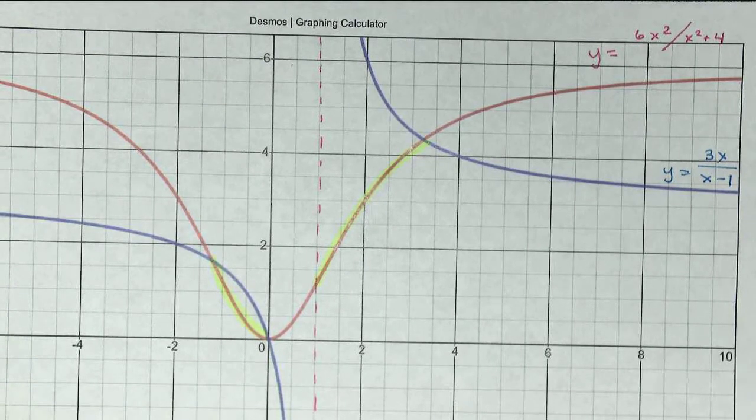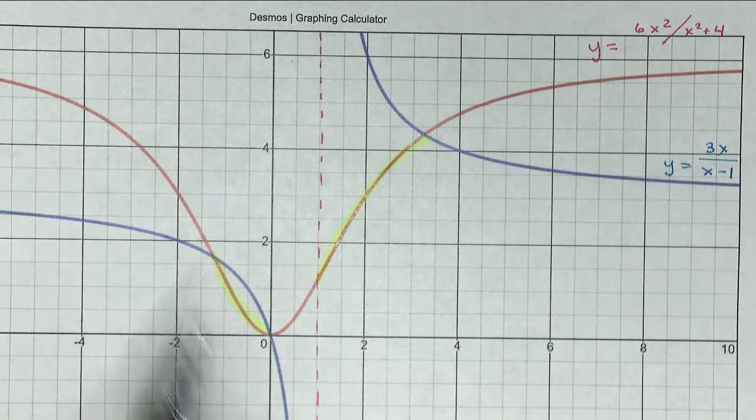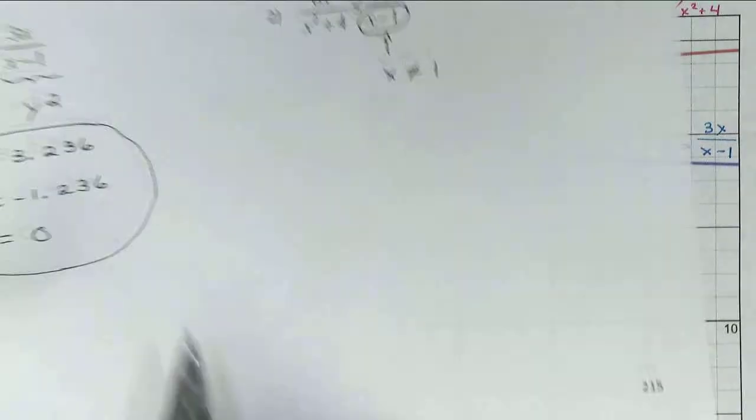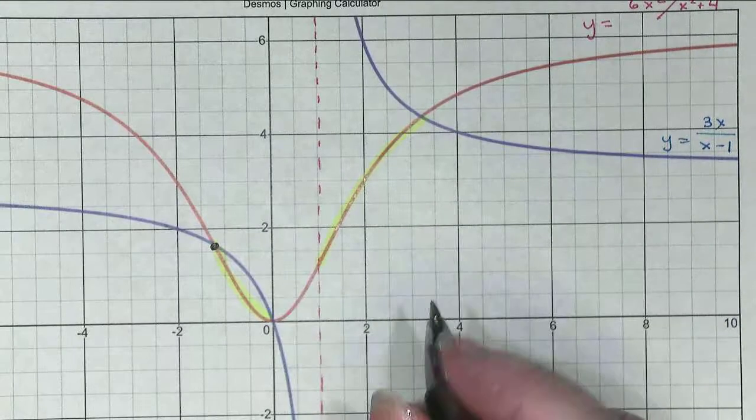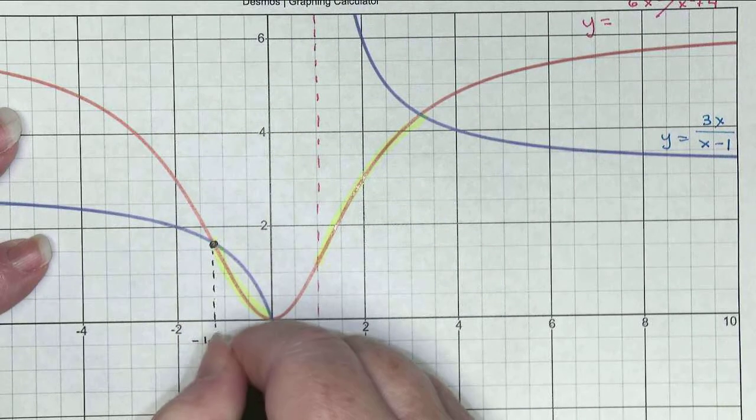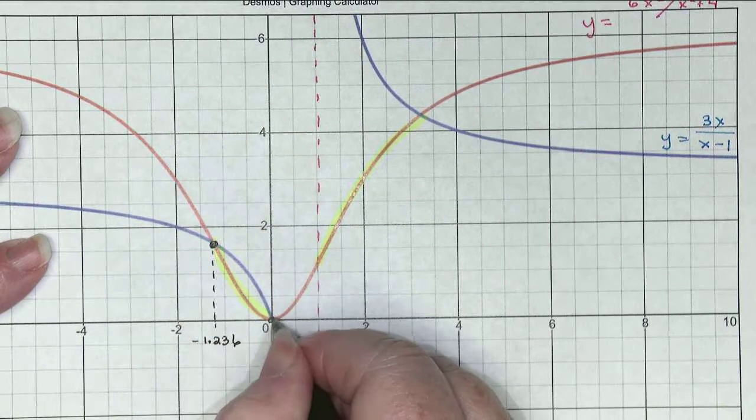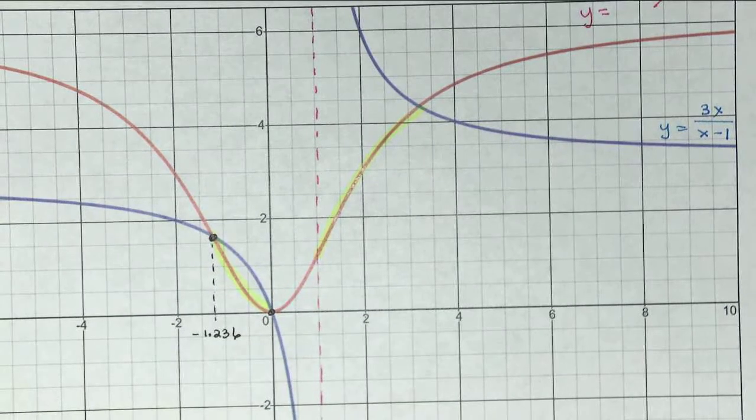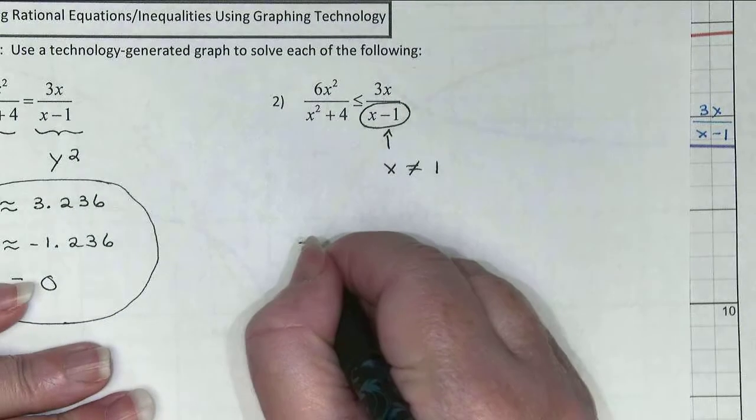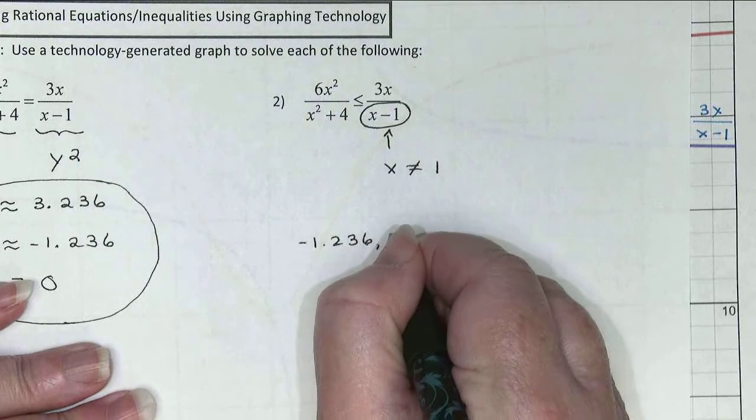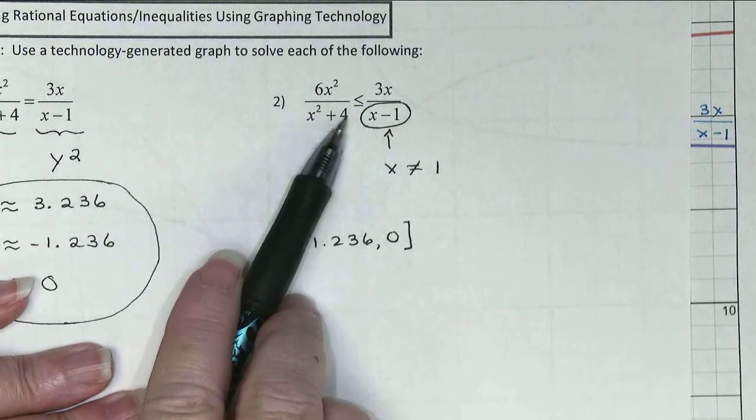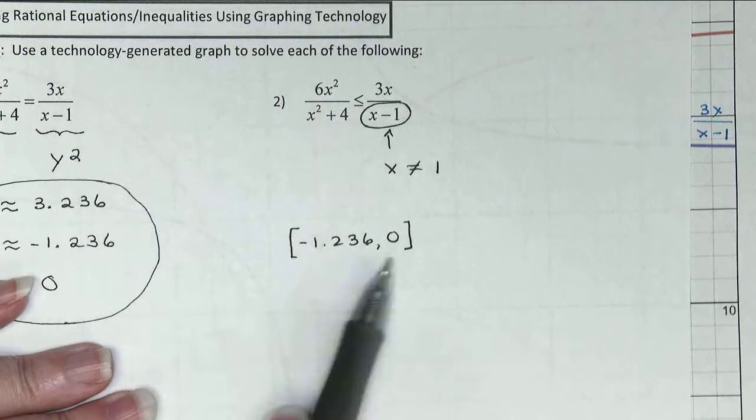So my final answer here, I want between this intersection point, which if we go back was the negative 1.236, and 0, I have the red smaller than the blue. So I'm going to include negative 1.236 to 0 as part of my solution. Notice it's less than or equal to, so I use the brackets.